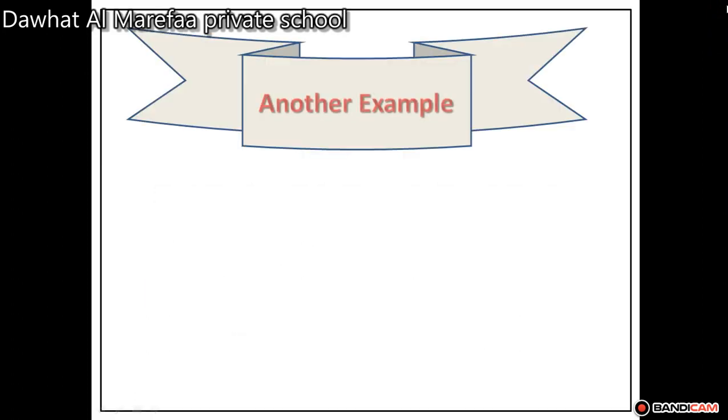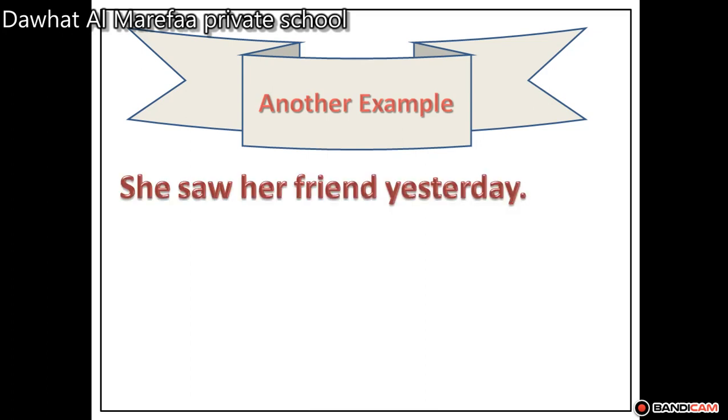Let's see another example to be more clarified for you. Here is an example. It is a sentence here. She saw her friend yesterday. She saw, past tense of the verb see. Her friend, yesterday, which is the last day.